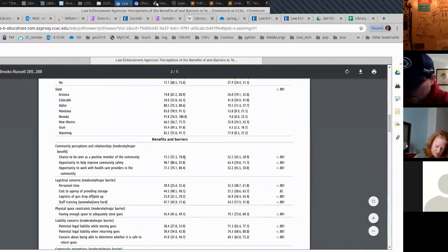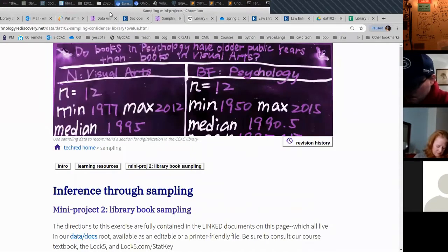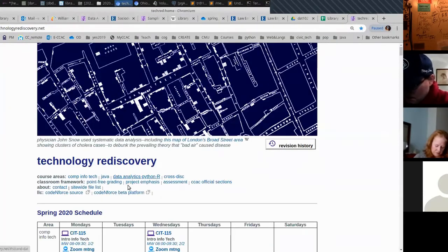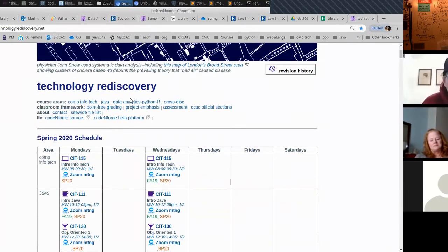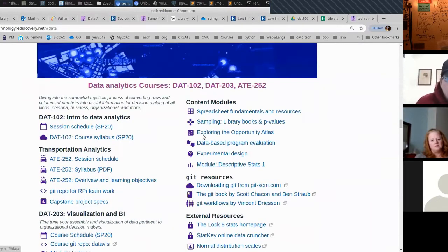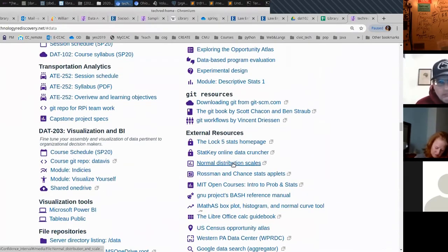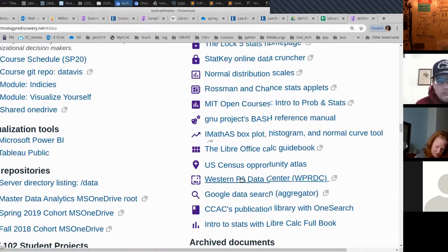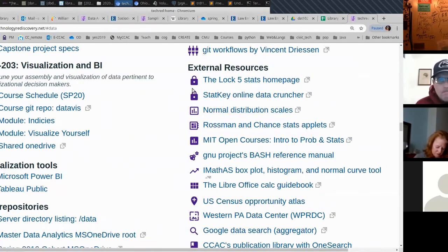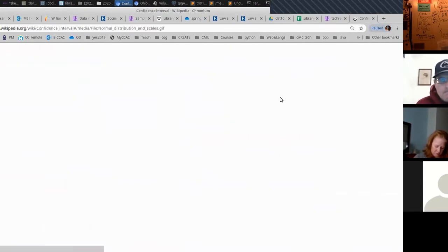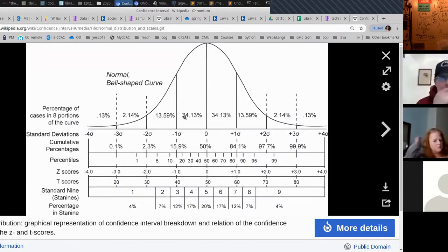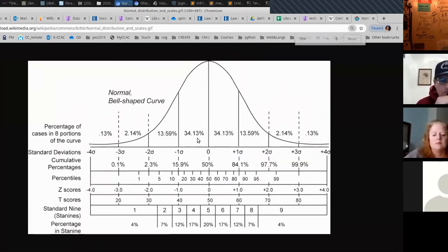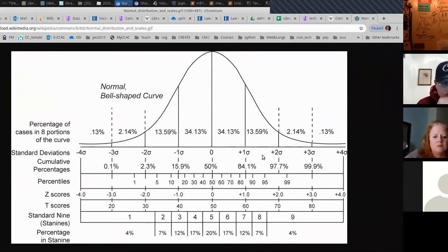So I want to show you that I found, I think, the best of the tools out there on Wikipedia. If you jump all the way back to our homepage, I should post this link everywhere. If you go down to data analytics, right here, normal distribution scales is a link to the Wikipedia. If you click normal distribution scales, the Wikipedia on confidence intervals gives a really solid breakdown of the Gaussian distribution, otherwise known as the normal curve.